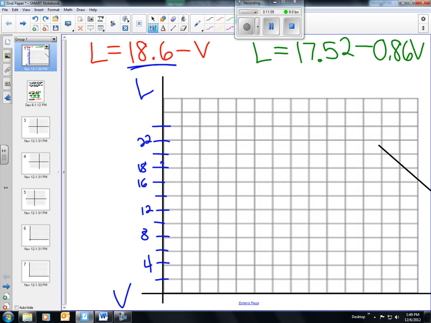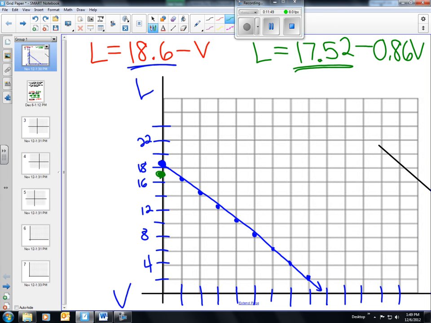Okay, so we're going to be starting approximately here with that red equation. And then going down, and again, the horizontal axis, we're also going by 2s. And then we're going to use that same slope going down, down, down here to create our red equation line. And then our starting point for 17.52 on this equation, we're going to have a starting point of approximately right here.